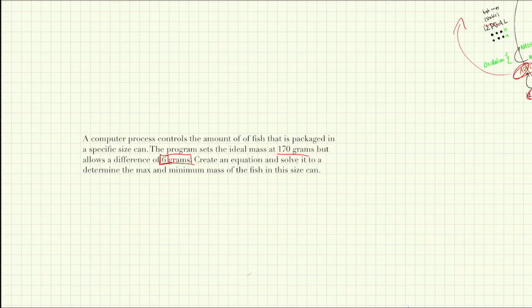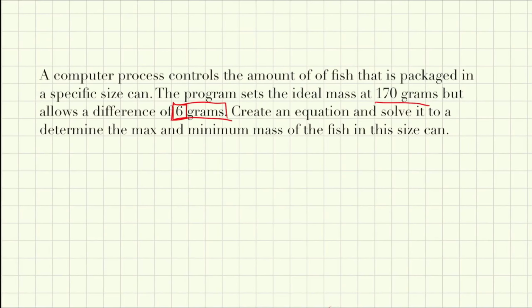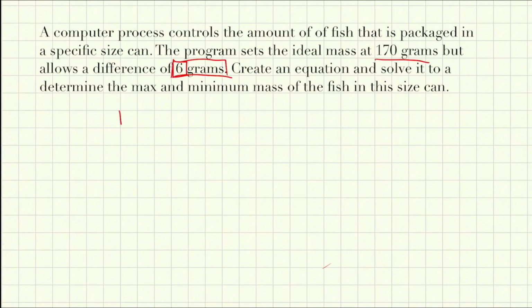So now we have the word problem here. A computer controls the amount of fish that is packaged in a specific size can. The program sets the ideal mass to 170 grams, but allows a difference of 6 grams. So we can model this by creating an absolute value equation. We can have 170 grams, but we need to subtract a number, which we're going to represent as x, which can only allow us a difference of 6. So it's not going to be an equation, it's going to be an inequality.